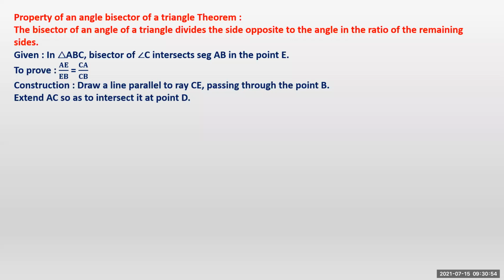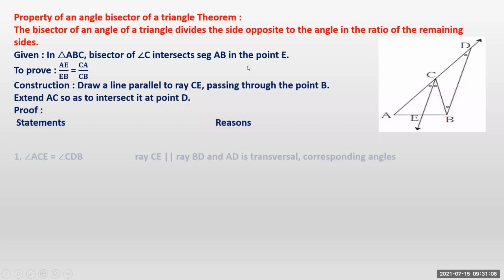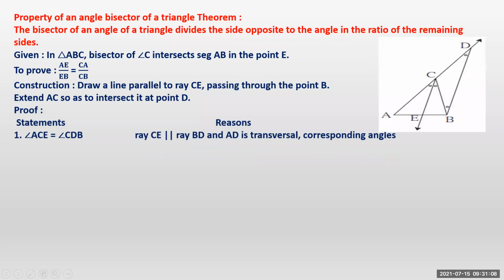Construction: draw a line parallel to CE passing through point B. Extend AC so as to intersect it at point D. The figure is given to you. We'll start the proof. Angle ACE equals to angle CDB. Understand? Ray CE is parallel to ray BD and ED is the transversal. This forms the pair of corresponding angles. They form the pair of what? Corresponding angles.